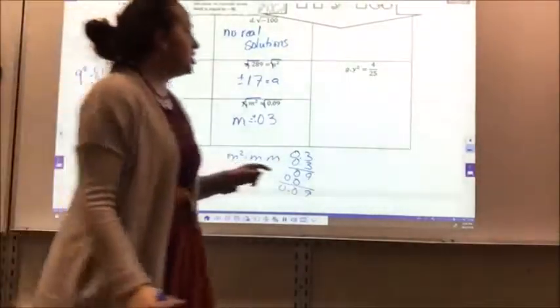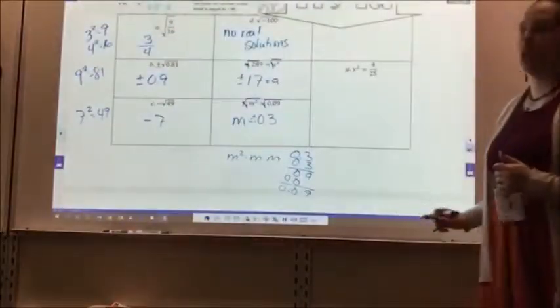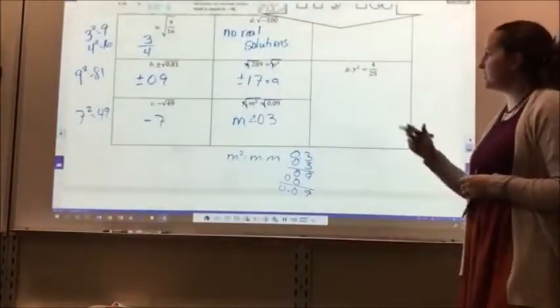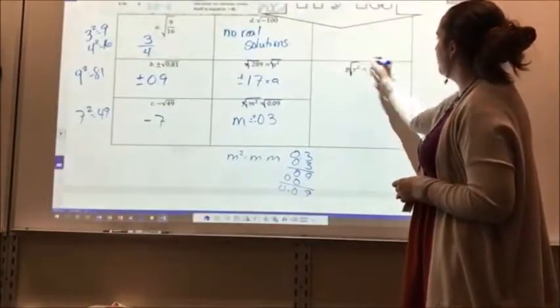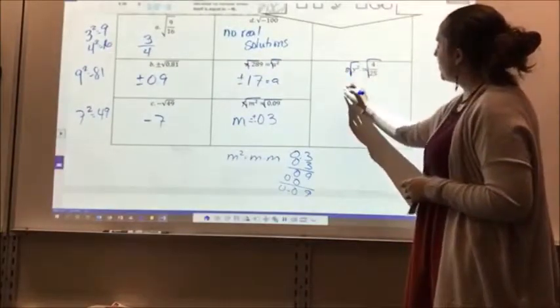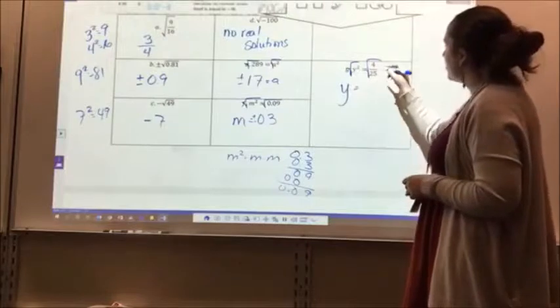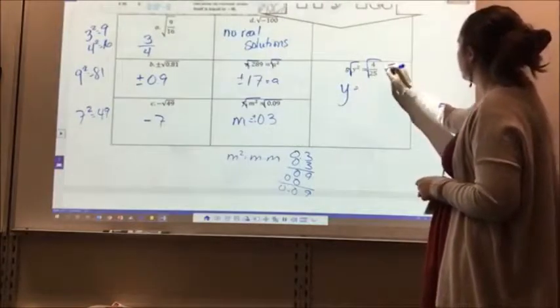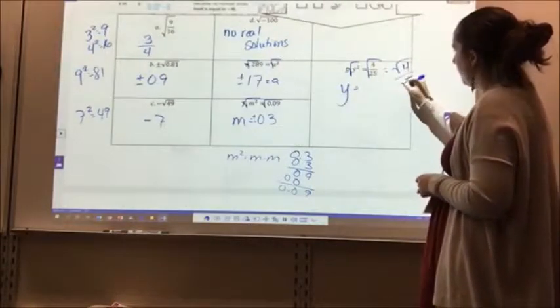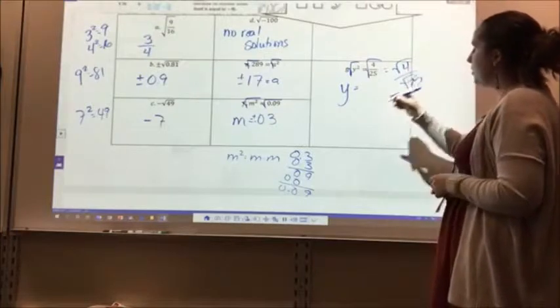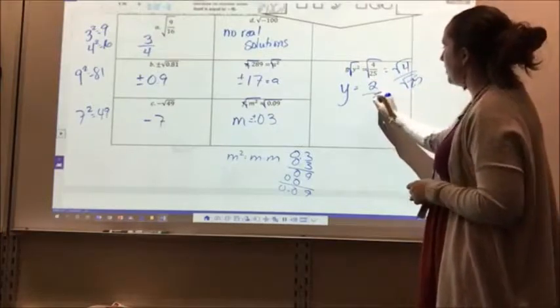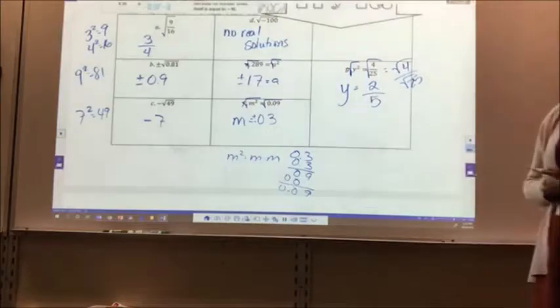All right, for letter G, I have y squared equals 4/25. So again, I'm going to square root both sides. Y squared becomes y. Square root of 4 over 25 is really like saying the square root of 4 over the square root of 25. Square root of 4 is 2, square root of 25 is 5. So y equals 2/5.